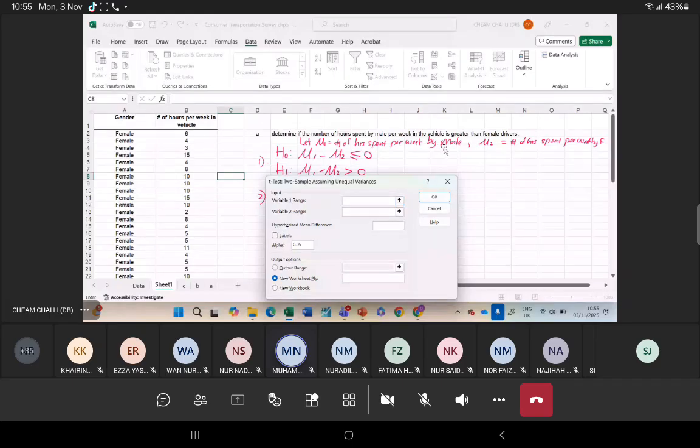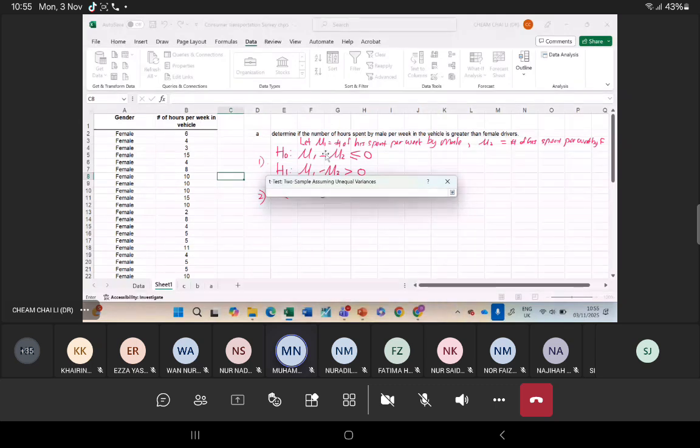So kita dah divide into male and female. Tapi kita nak cari apa yang berkaitan dengan male and female. So that is the mean number of hours spent. So this is the variable, right? Variable for male and then variable for female. So berkaitan dengan number of hours spent. So kita dah copy dekat siap-siap dekat sini. So variable one range tu you select yang male. Start dengan male dulu sebab our mu1 is male. If you write mu1 equals female, so you kena select yang female, right?